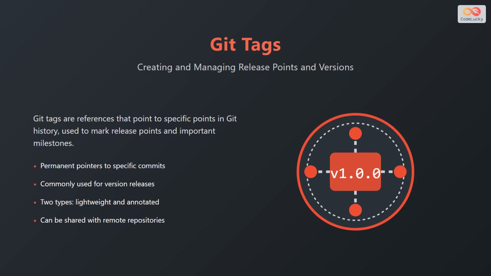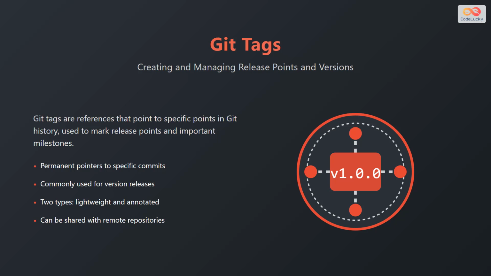Git tags are references that point to specific points in Git history. They are used to mark release points and important milestones in a project's development. Think of them as permanent pointers to specific commits. Git tags are commonly used for version releases such as version 1.0.0 or version 2.1.5.